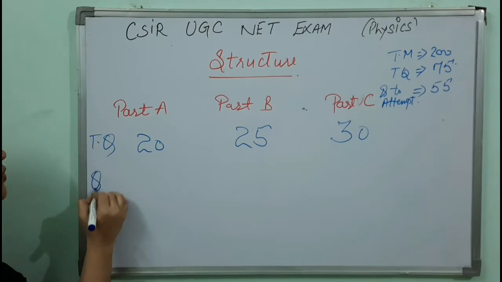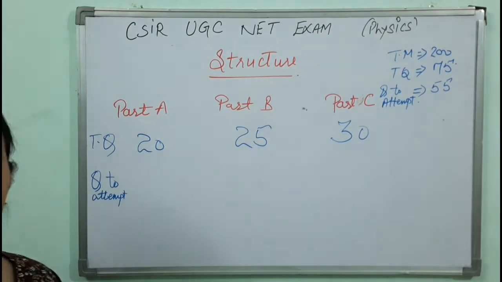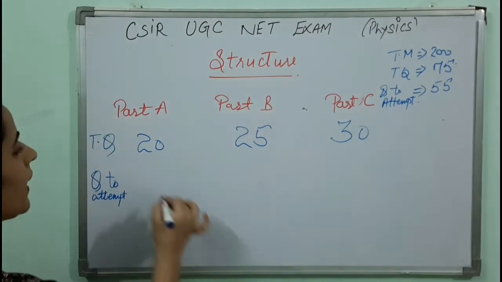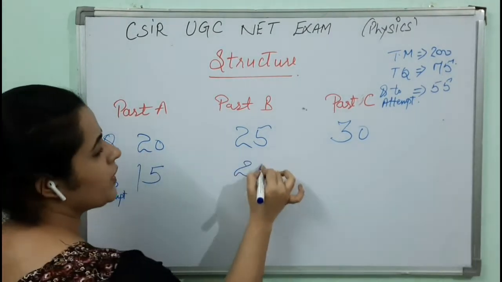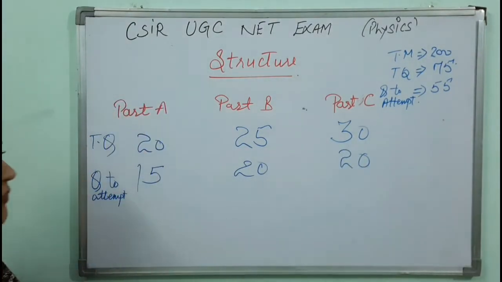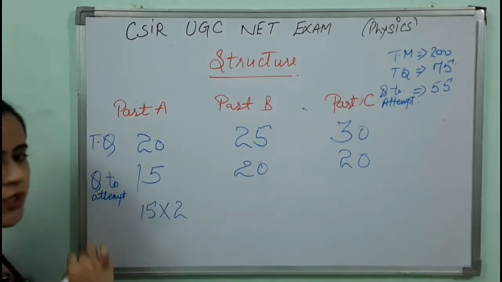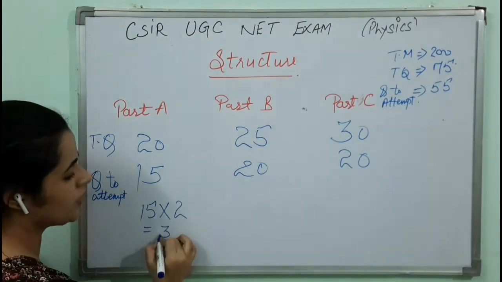So, questions to attempt. From part A, you have to attempt 15 questions. From part B, you have to attempt 20 questions. And from part C, you have to attempt 20 questions. Each question in part A carries 2 marks. Total marks is equal to 30.